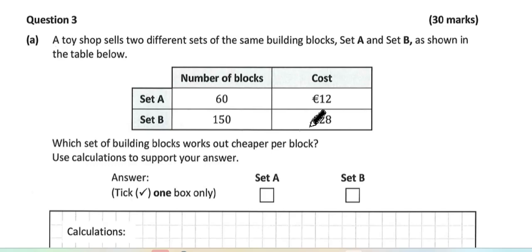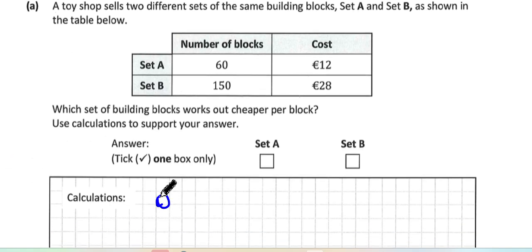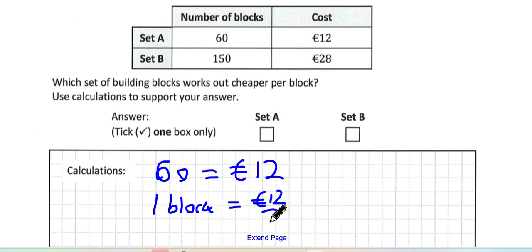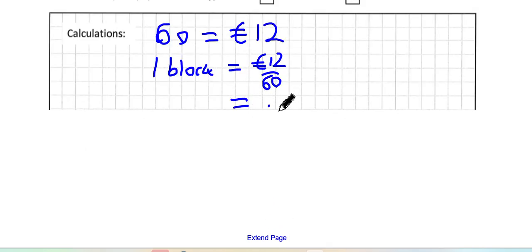Builds two different sets of the same building blocks, alright? So in the first one, you get 60 blocks for 12 euro. So 60 blocks equals 12 euro. Now, what I do is I divide both sides by 60 to figure out how much one block costs. So one block is 12 euro divided by 60. What do you get? 0.2, 20 cent a block, yeah?